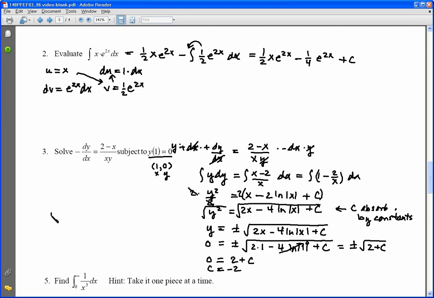So our final answer here, y equals plus or minus square root of 2x minus 4 ln absolute x, and then for our plus c, put in a minus 2. Okay, so that's the solution that goes through the point 1, 0. And again, y is not a function of x because of the plus or minus. But that's an explicit equation for the solution.